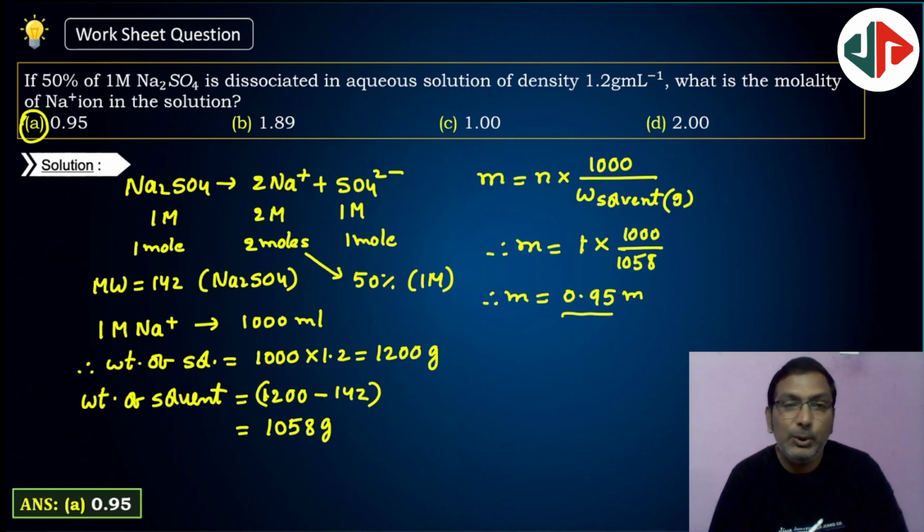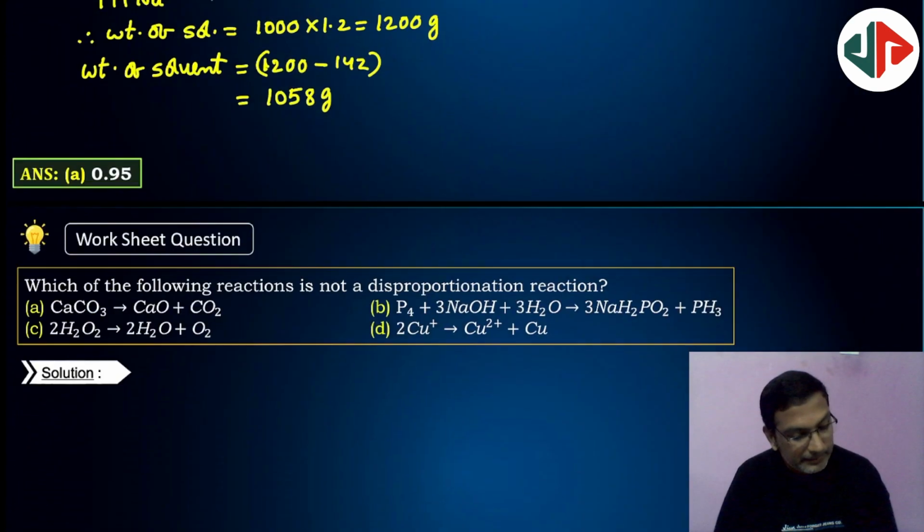So actually 2 molar Na plus is present, but we are taking 50%. That means 1 molar. 1 molar means 1 mole of Na plus present in 1000 ml. So from this weight of solution and weight of solvent. Weight of solvent means weight of solution minus weight of solute. Next.